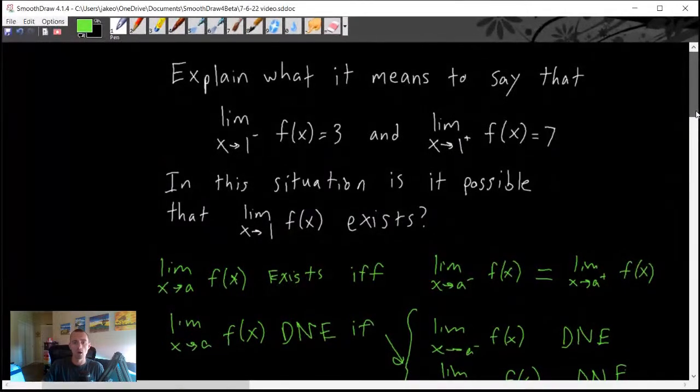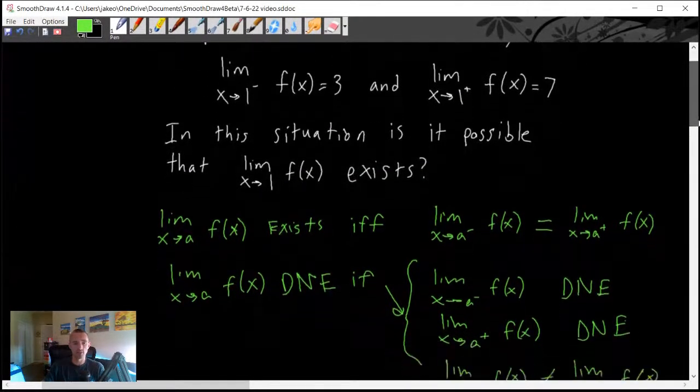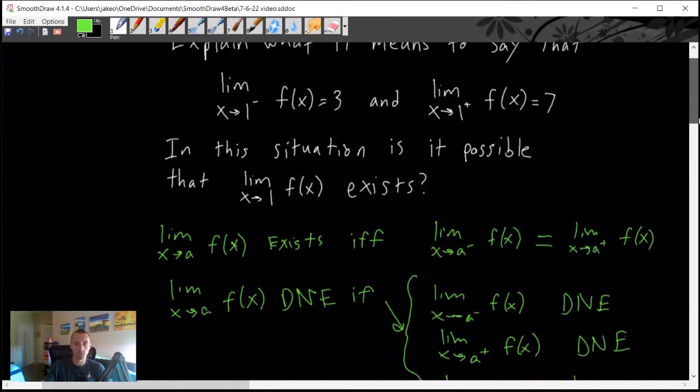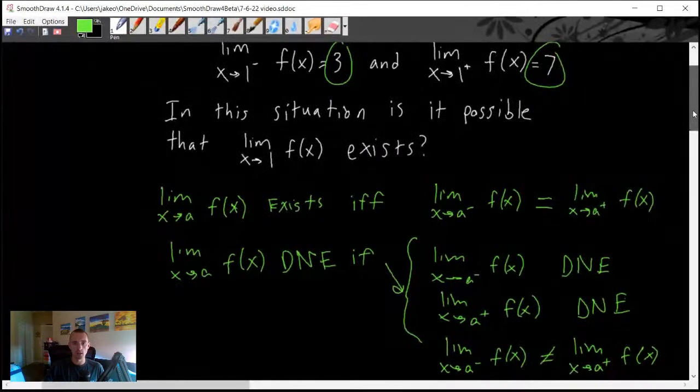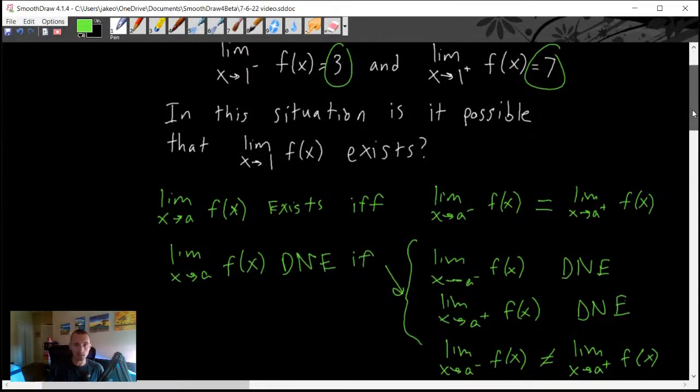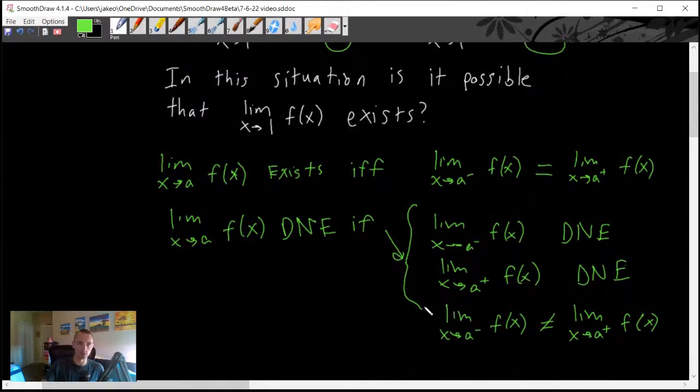But yeah, that pretty much is everything that one-sided limits and two-sided limits tell us about each other. So, kind of bringing it back to this question here, in this situation, is it possible that our two-sided limit as x goes to 1 of f of x exists? Well, you can see we have our left-sided limit. We know it exists. We have our right-sided limit. We know it exists because it's equal to 3 and 7 respectively, but 3 does not equal 7, right? So since the two one-sided limits do not equal each other, we're in this situation right here.